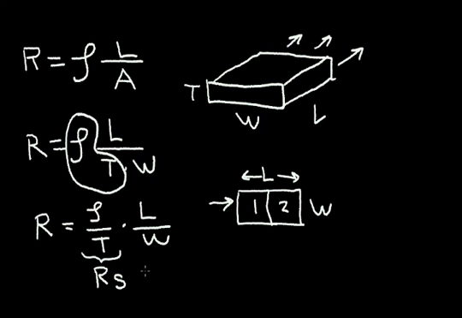Now let's say, for example, I want to have a sheet resistance that's equal to 100 ohms per square. So if I have 100 ohms per square and I have 2 squares, then my total resistance will be the 100 ohms times 2, which in this case would be 200 ohms. Let me erase this. Let's do a sample problem.